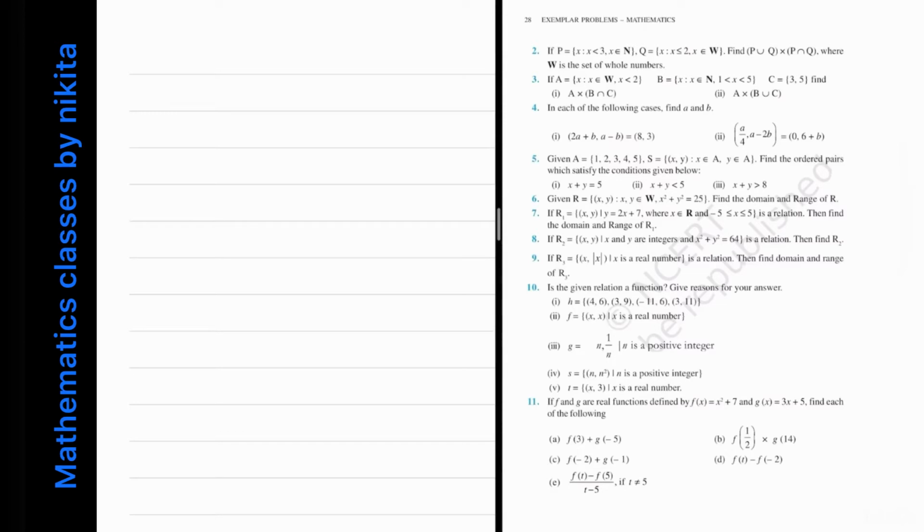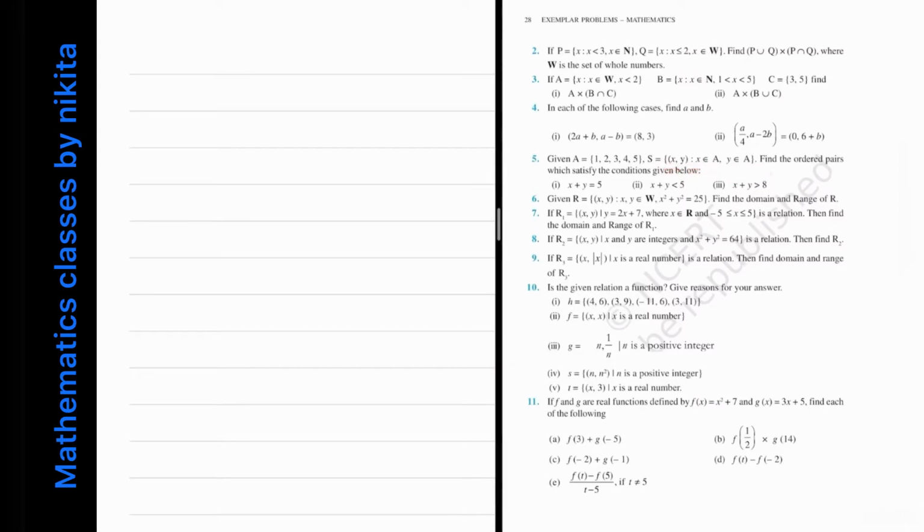Question number 5 says, given A is equal to 1, 2, 3, 4, 5, S is equal to all those x comma y such that x is coming from A and y is also coming from A. Find the ordered pairs which satisfy the conditions given below. So you can see that S is nothing but A cross A.